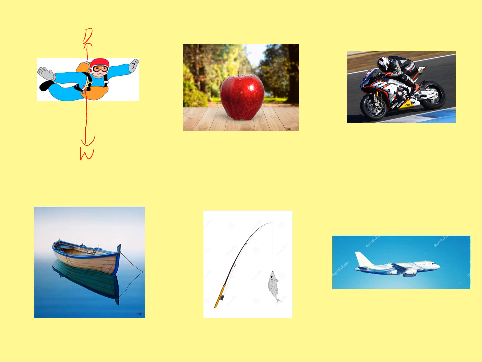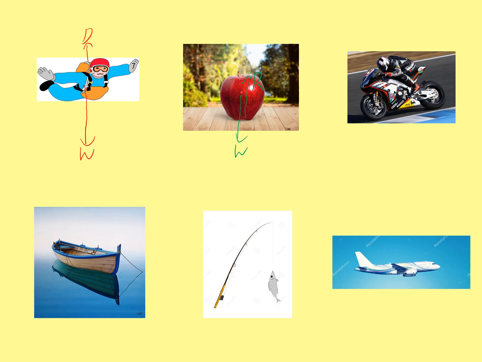Next one, we're going to do the apple. The apple's just sitting on the table, so I'm drawing weight from the center, going directly down towards the center of the earth, and we'll label that weight. And the table is pushing back on the apple. It's stopping the apple falling down. And because the apple pushes the table, the table pushes back on the apple, and it pushes upwards. And we're going to write R for contact reaction force.